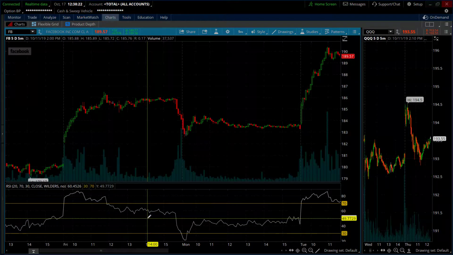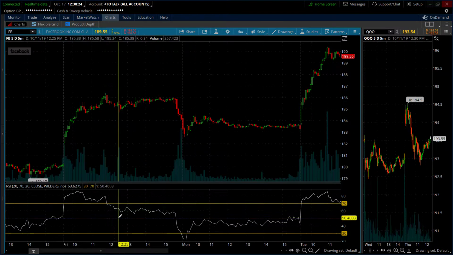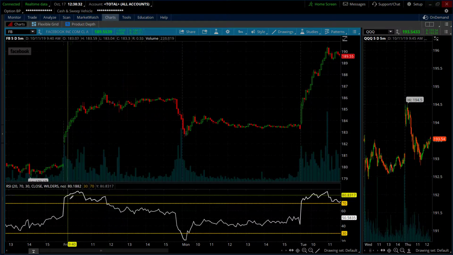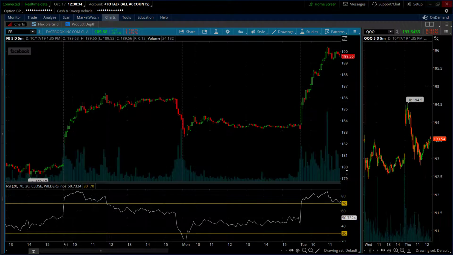If that was the case, everybody would be a stock millionaire. Everybody's grandma would be trading. All she would have to do is sell up here and buy down here. Everybody would be a millionaire, but that's not how you buy. That's not how you use RSI.